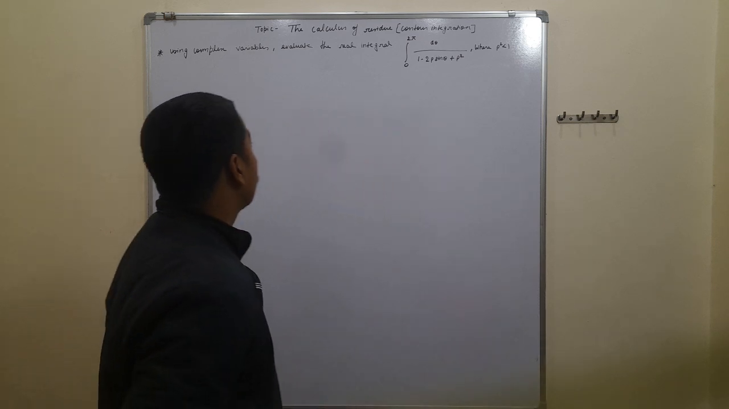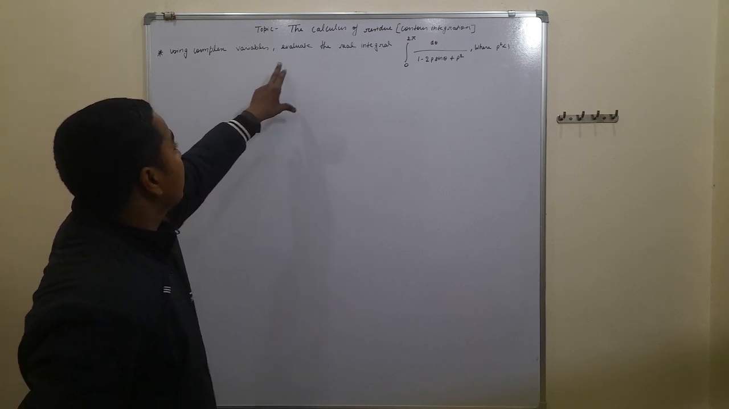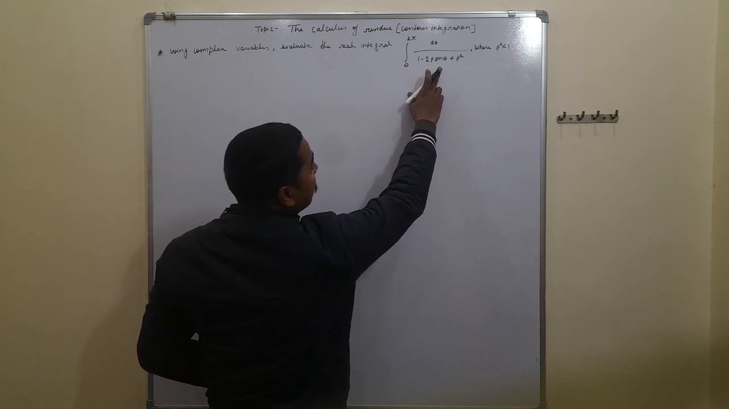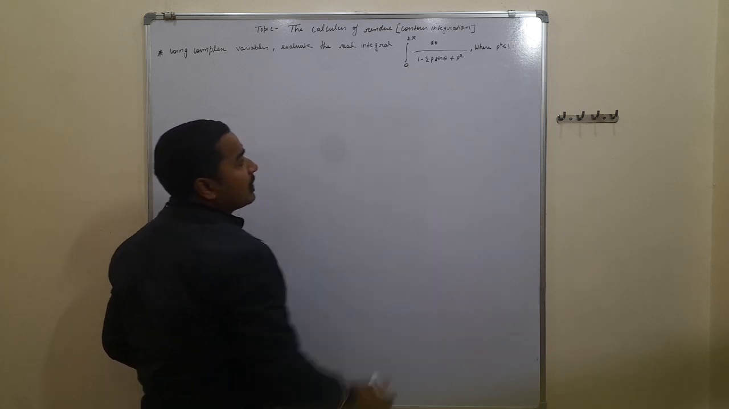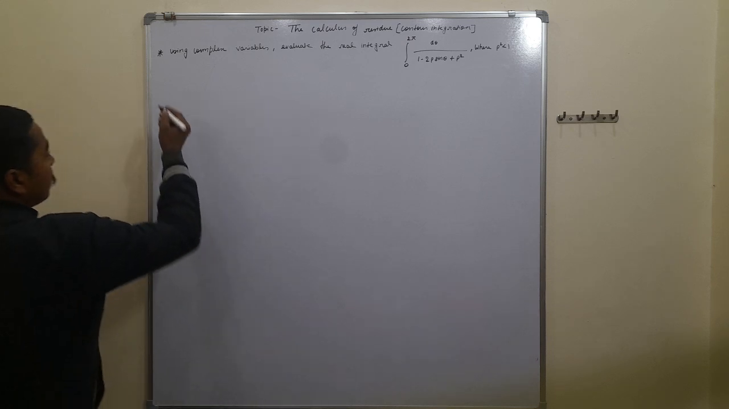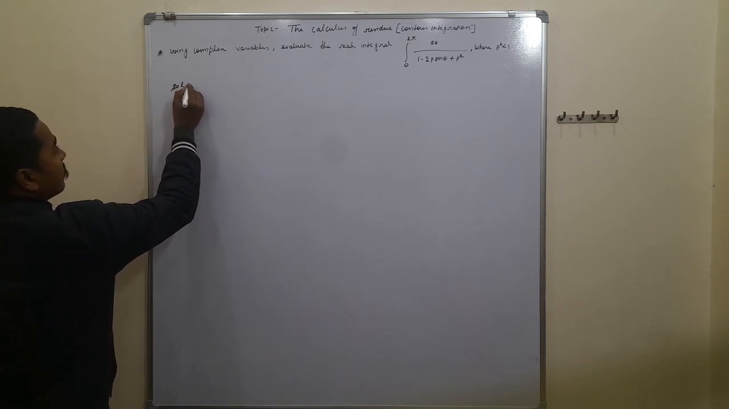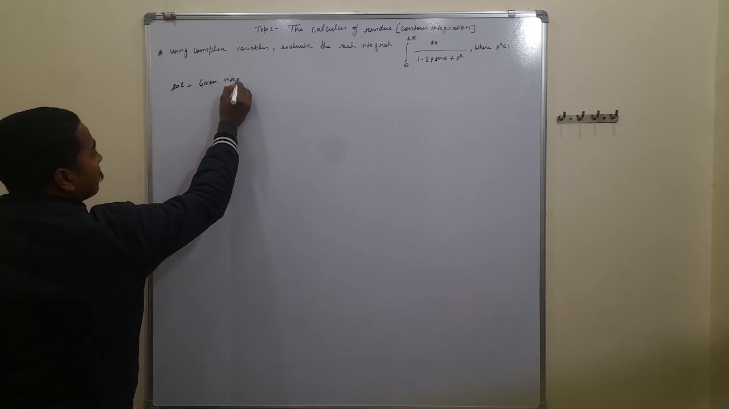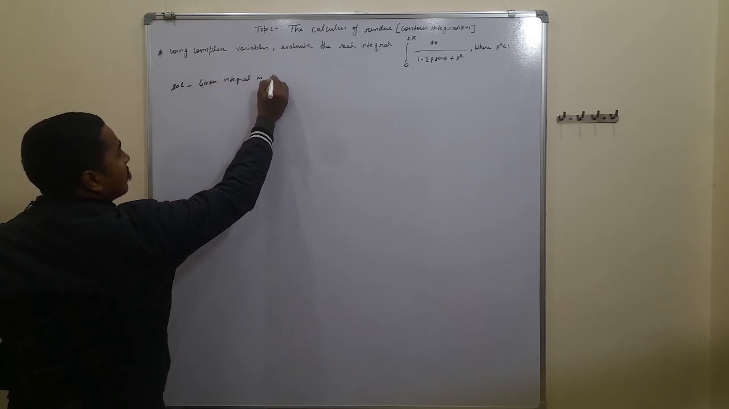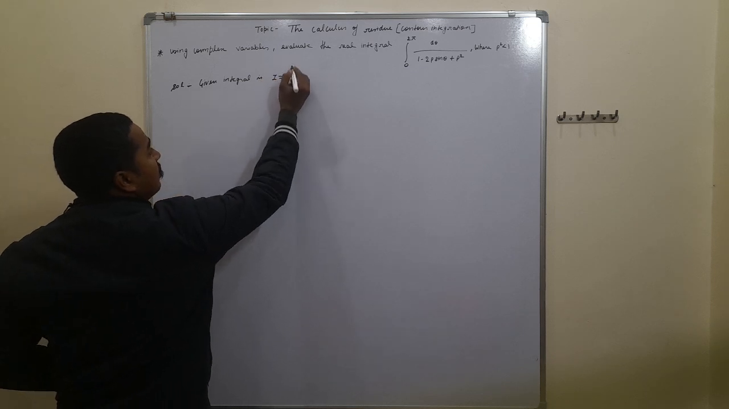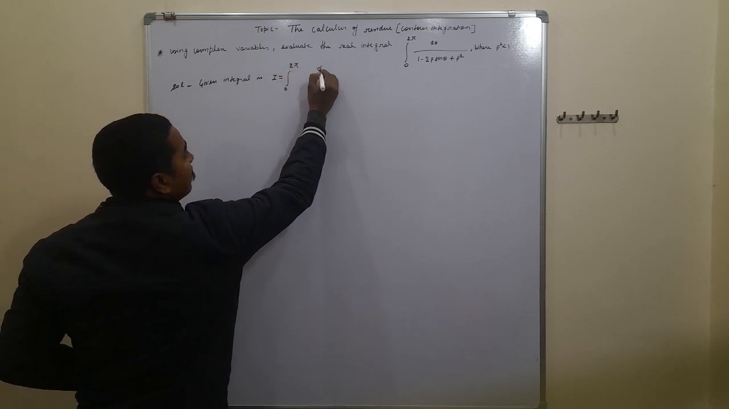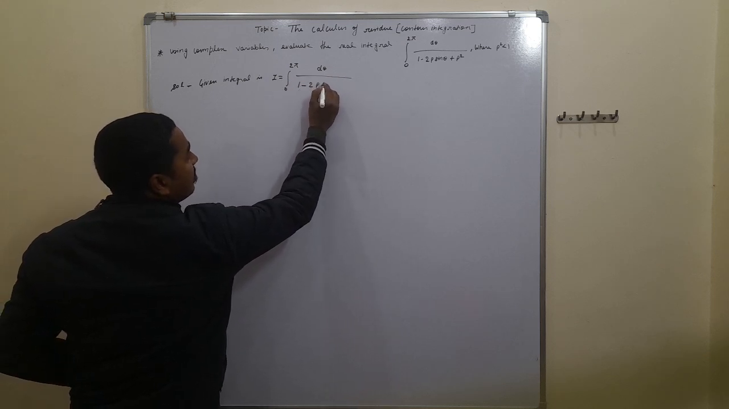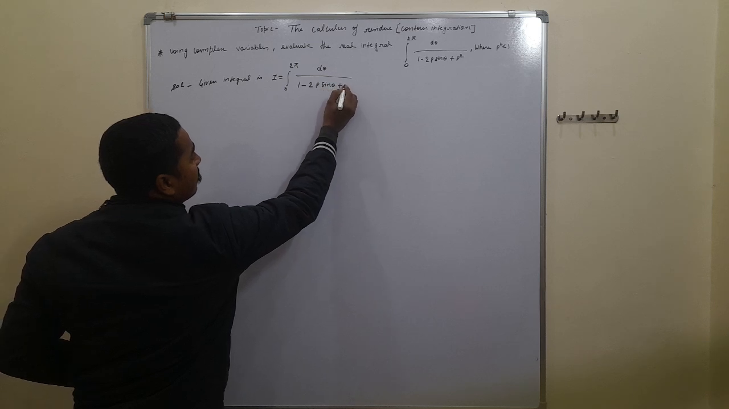Today we are going to solve the problem of complex integration based on the residue theorem. Here in the question, using complex variable, evaluate the real integral from 0 to 2 pi d theta upon 1 minus 2p sin theta plus p square, where p square is less than 1. Let's solve the problem. Given integral is 0 to 2 pi d theta upon 1 minus 2p sin theta plus p square.